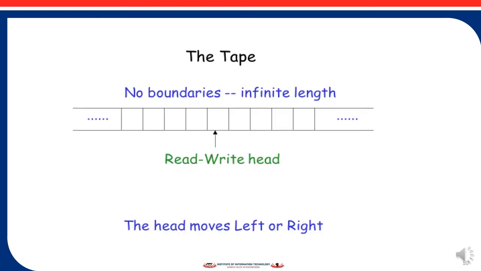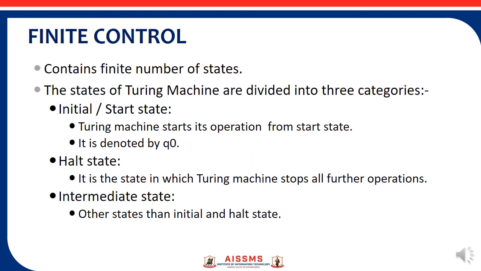so as you can see that the tape has no boundaries. On both the ends it is of infinite length, and the movement of the head is from left to right or right to left. Finite control, which contains the finite number of states. Okay, so the finite set of states is taken from Q, the set of states.